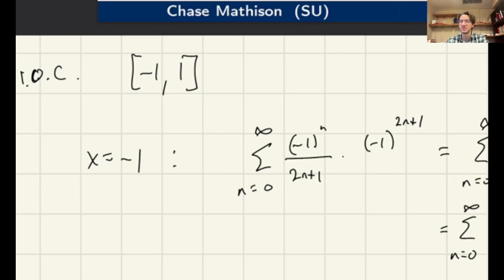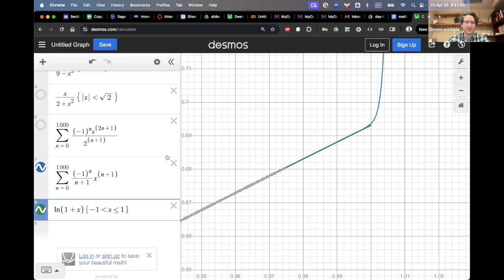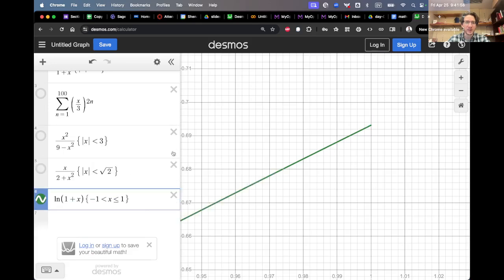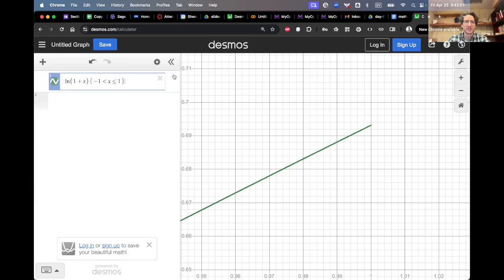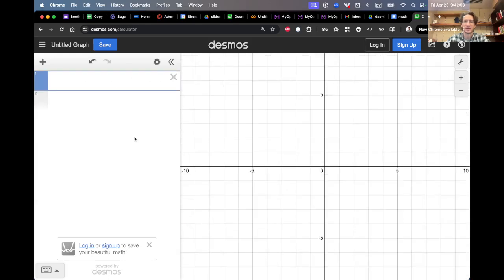This is kind of the first time we've seen this. And generally, integrating will get you a little bit better interval of convergence, in the sense that you might see one of your endpoints included from the original power series. But let me go in here and let's look at these power series. Let me get rid of some of these so that we're not bogging Desmos down.